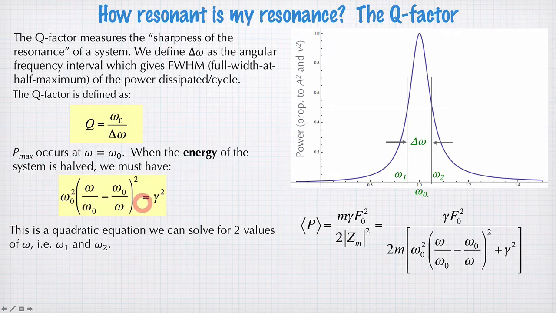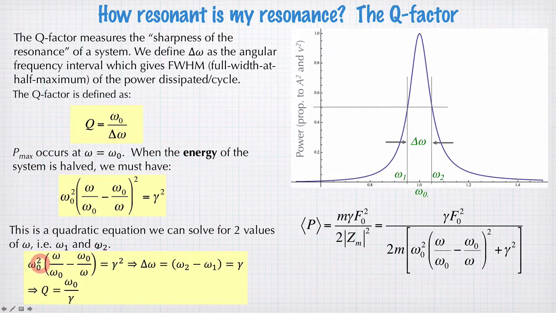So to solve this equation, in fact it's just a quadratic equation, and we find values for omega 1 and omega 2. So we solve it and we find that the difference between omega 1 and omega 2 in fact is given by gamma, which means that the quality factor Q is omega naught divided by the damping gamma.